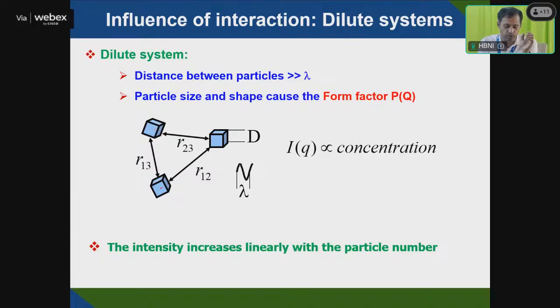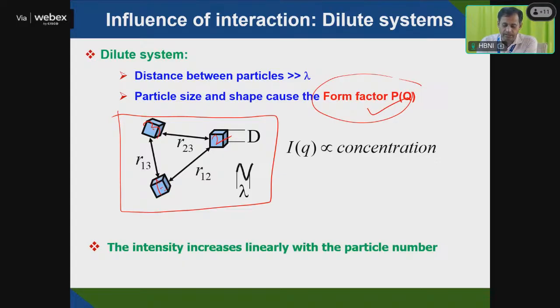If I have shown three particles here, this is 1, this is 2, and this is 3, there are interactions 1-3, 1-2, and 2-3. So only three types of interaction are possible between these three particles. So the PQ factor comes into the picture here. Particle size and shape will be given by the form factor. But SQ, the interparticle interaction, will be less in this case, because the whole thing is highly diluted.